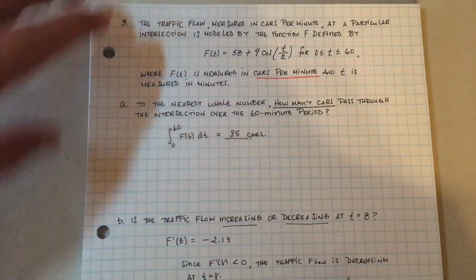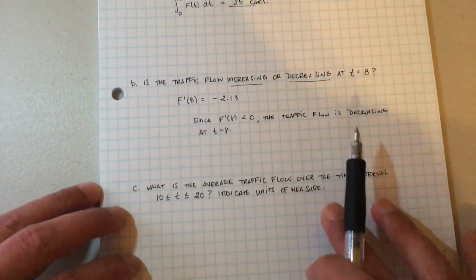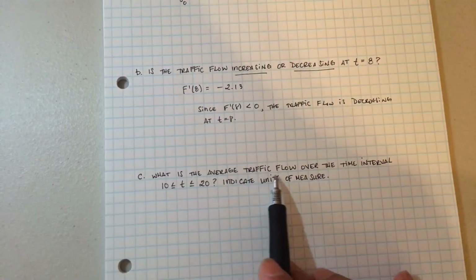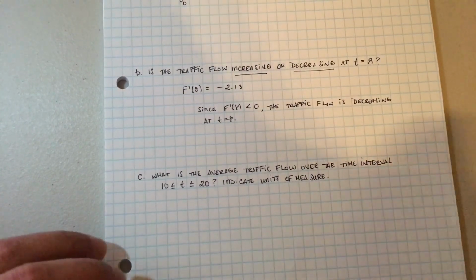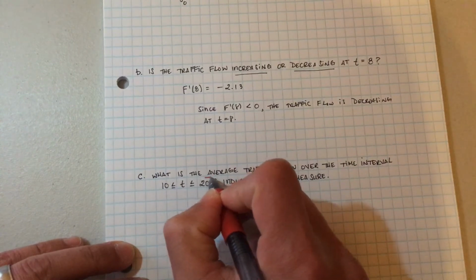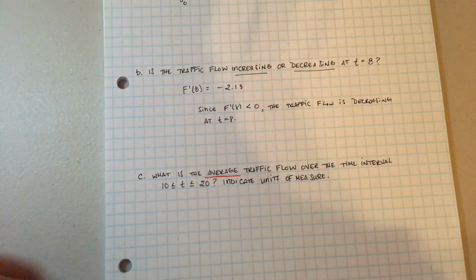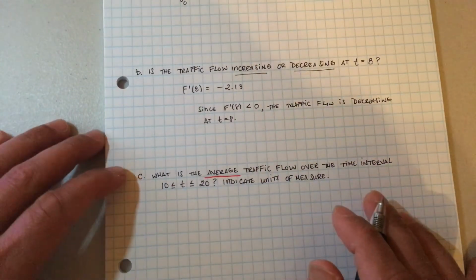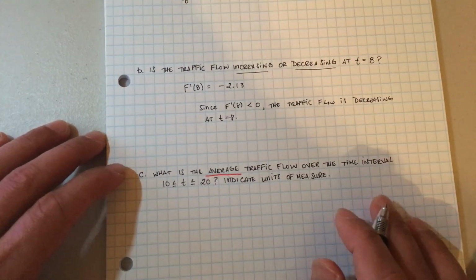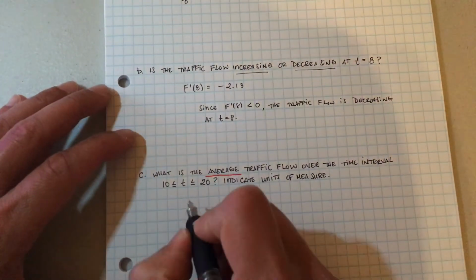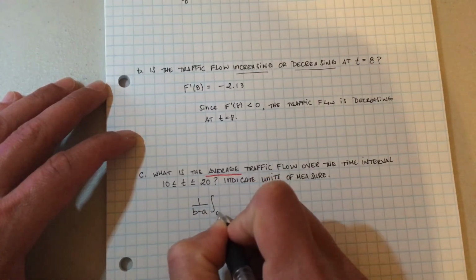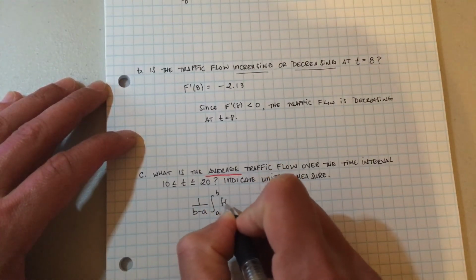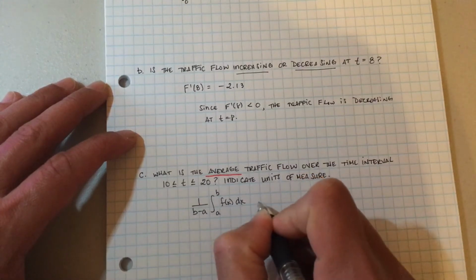Okay, letter C. What is the average traffic flow over the time interval from 10 to 20? Indicate the units of measure. Notice this word right here, average. Okay, we're going to use the average value theorem, the mean value theorem for integrals. And it's going to be 1 over b minus a, the integral from a to b of f of x dx, whatever your function is.